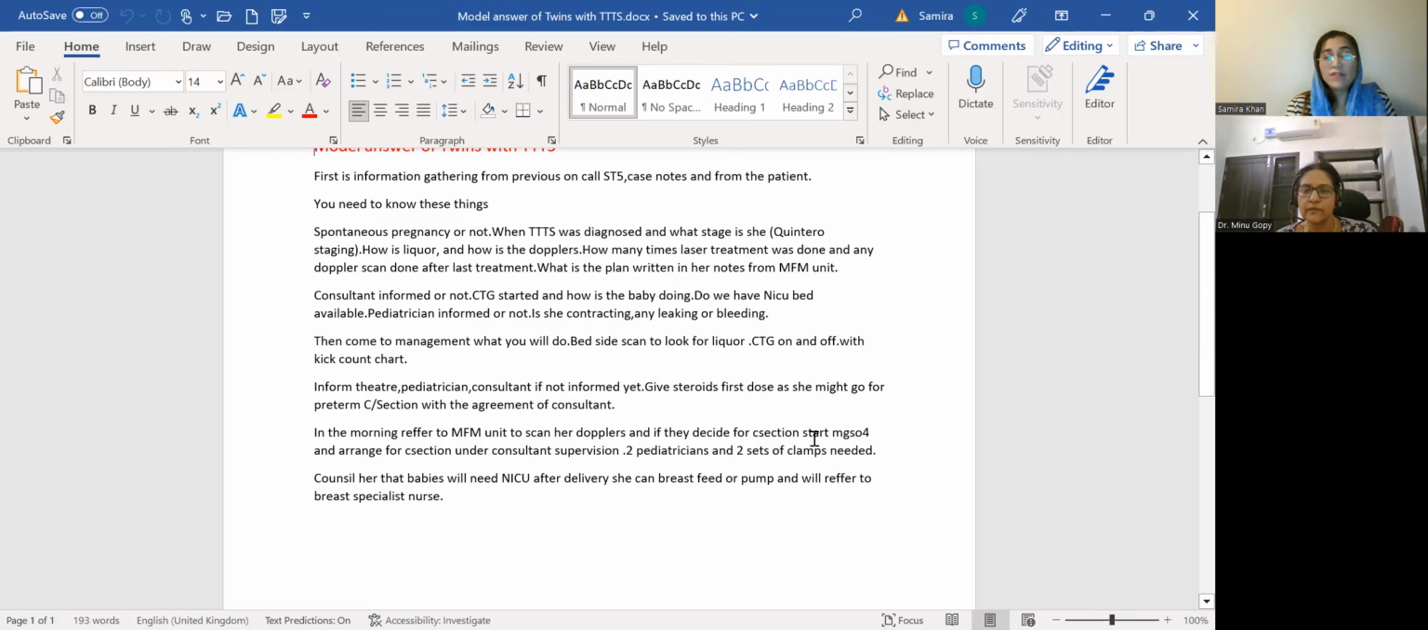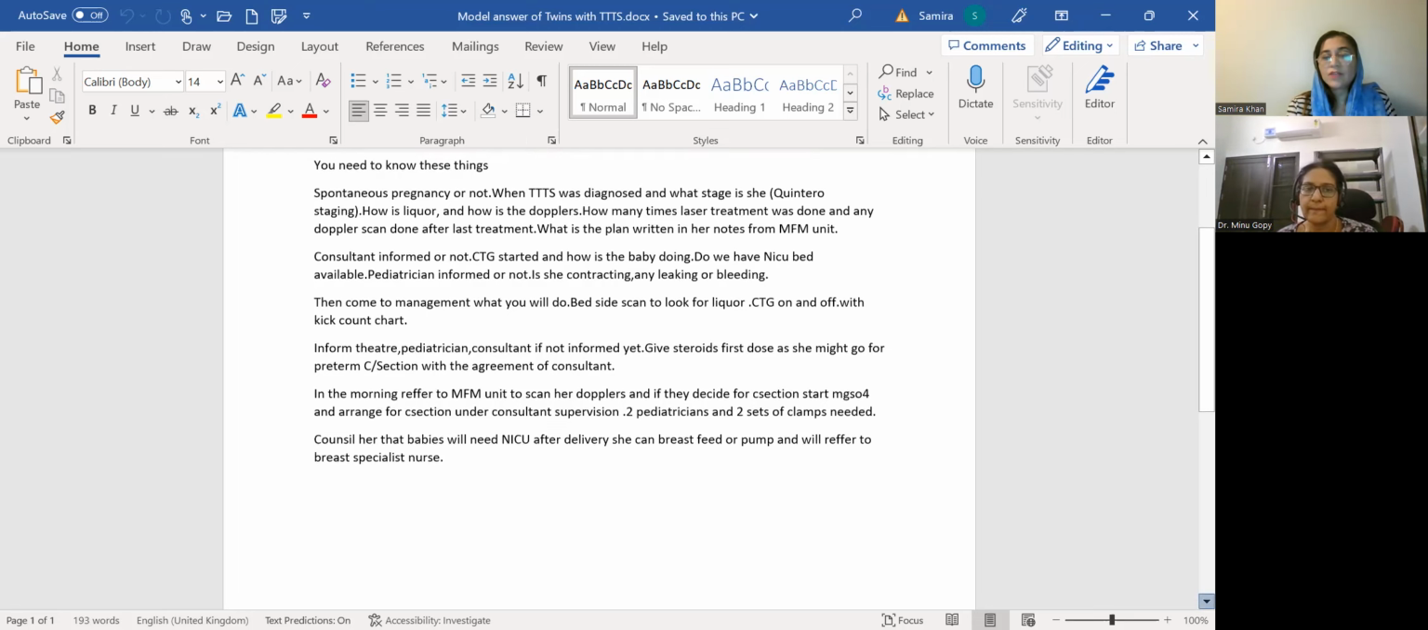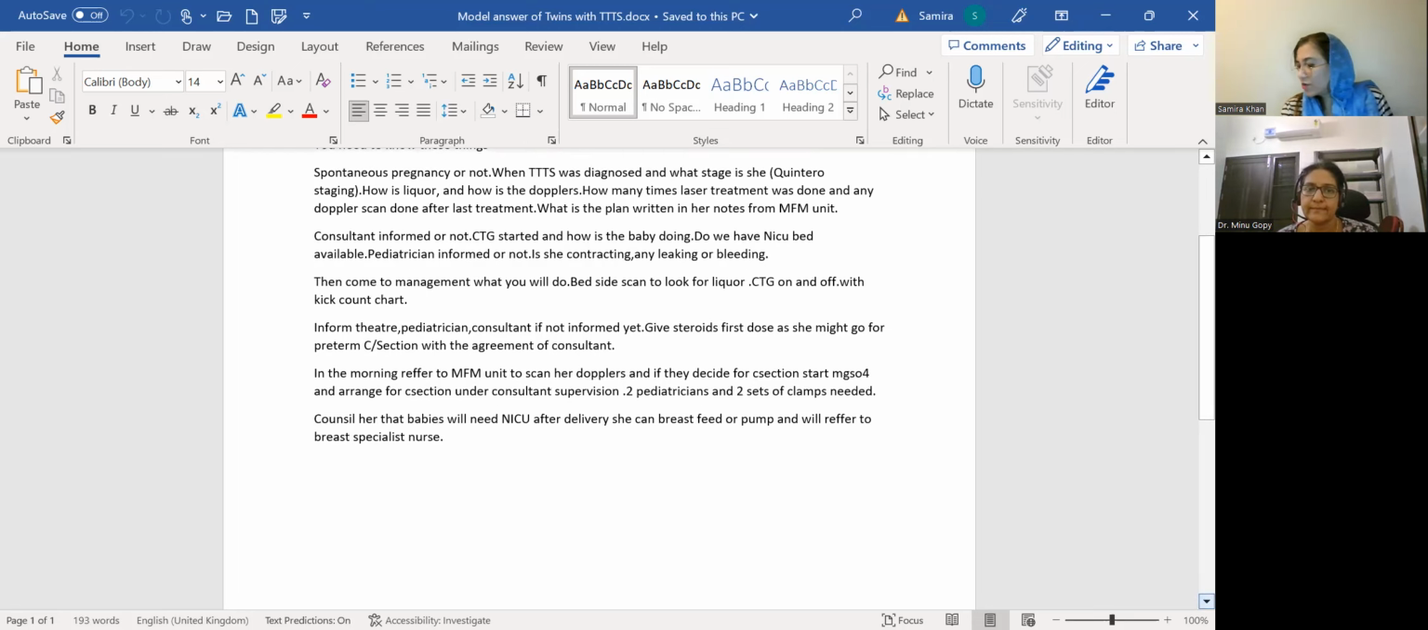They will do the Dopplers. They will see if they decide for cesarean section. Then you can start magnesium sulfate and arrange for cesarean section. So your 2 pediatricians, 2 sets of clamps, counsel her that the babies will need NICU, of course, after delivery, and she can breastfeed or can pump, and will refer to the breast specialist nurse, because preterm twins might have some problem for the breastfeeding. So you can talk about it.